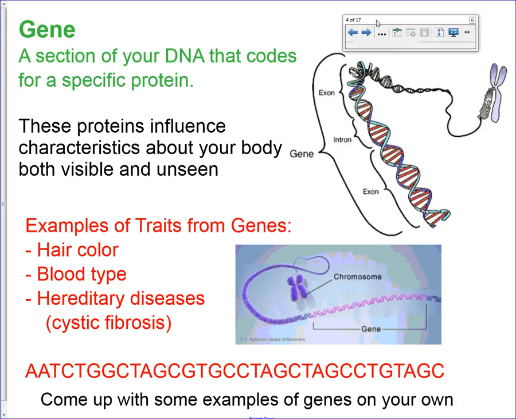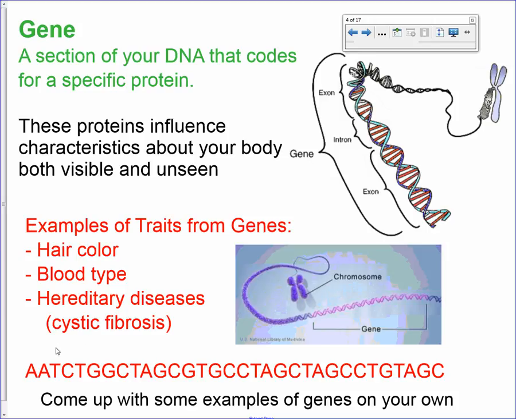First, a gene. You guys should know this. A gene is a segment of DNA. Genes code for a specific protein to be made by the cell and then used by that cell. Proteins influence characteristics about your body that can be visible or unseen. So examples of genes would be your hair color, your blood type, any hereditary diseases you have.